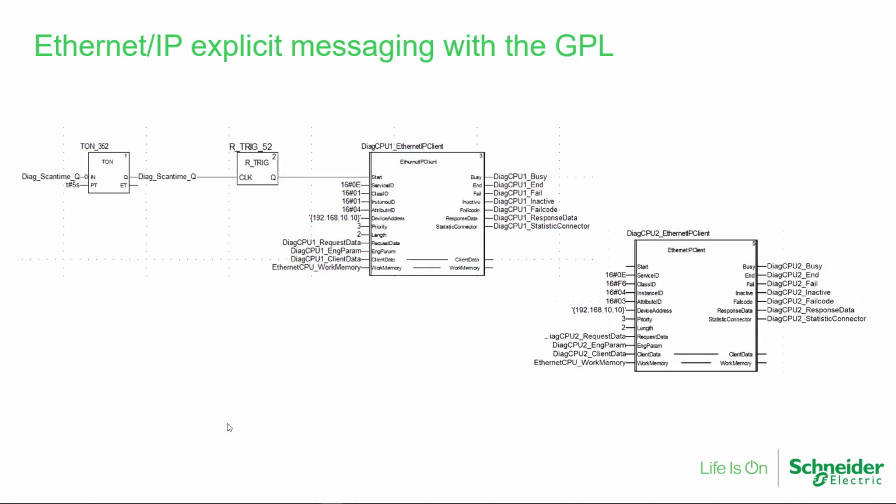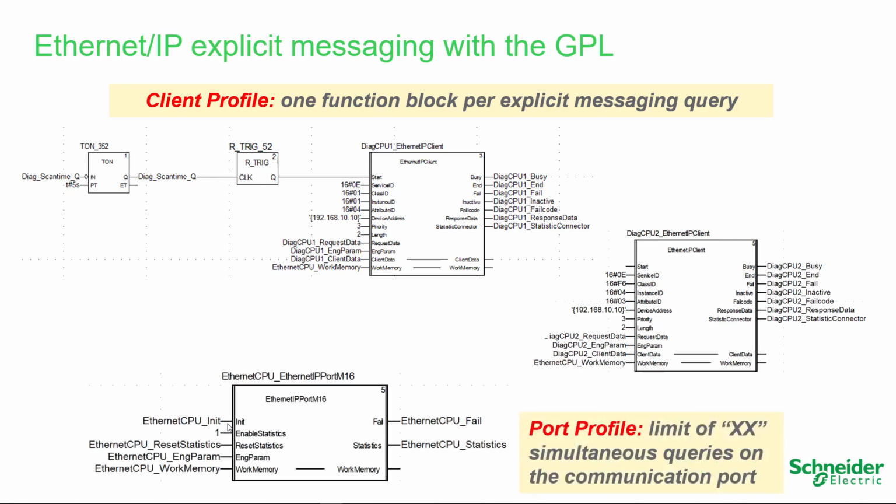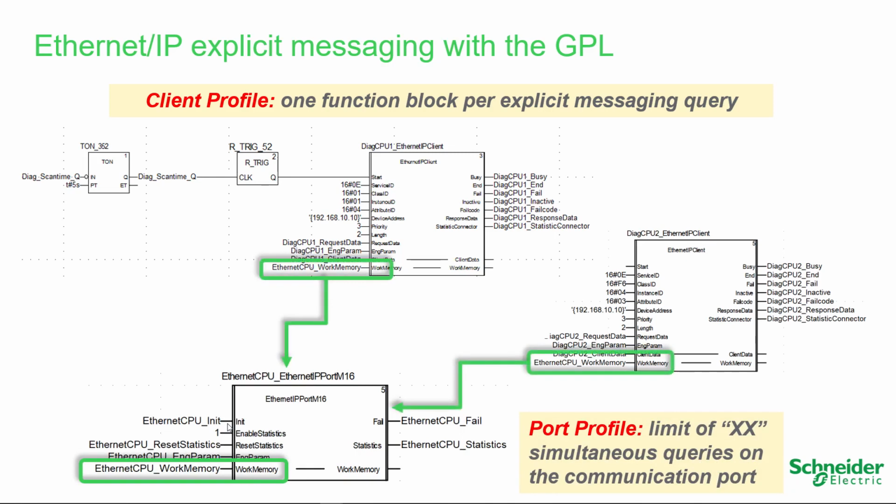As for the use of the general purpose library, when using EtherNet/IP explicit messaging, you basically combine two types of function blocks. One of them is the client profile function block, for which typically you would have one instance for each memory location for each type of query, with its class, instance, and attribute parameters. And then all of these instances of client function blocks are going to be connected through a work memory variable, and all communications leaving the communication port are going to be managed by a single port profile function block, which is managing the number of simultaneous queries active at a given time.